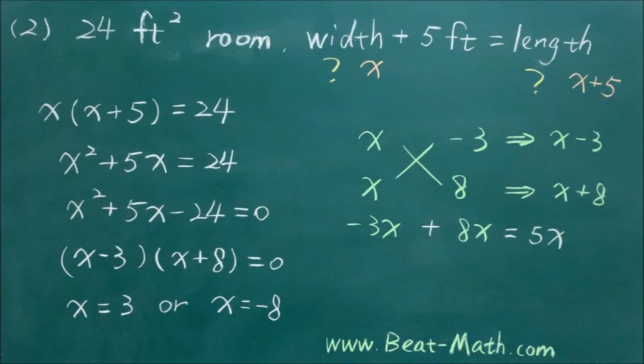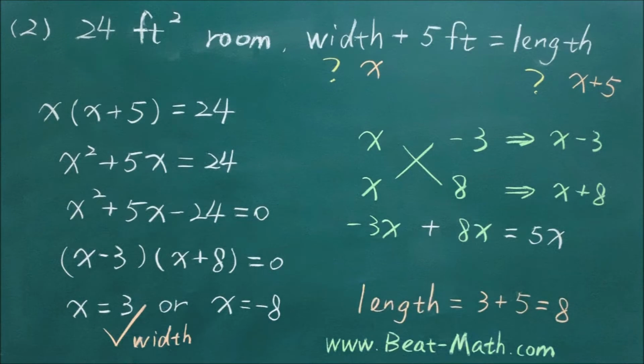But is this the final solution? No, because they already mentioned in the problem that x must be positive. So x equals 3 is the only solution of this problem, and the length is x plus 5 equals 8, so you're all done. Check the link in the video's description about the crossing method if you're not familiar with it. But don't worry if you really don't want to use the crossing method, because there are ways to get the solution with the quadratic formula directly.